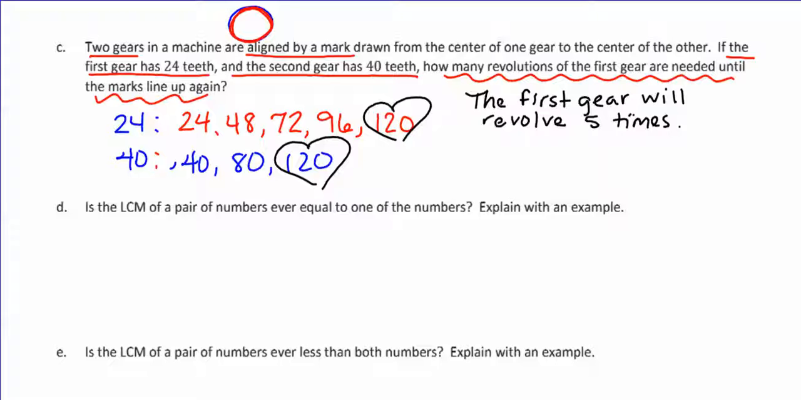All right, any questions on this? Yes, Lonnie. How did you get 5 times? Good question. So this is 24 times 1, right? So that's 1 revolution. Times 2, that was our second revolution. Times 3, times 4, times 5. Because 24 times 5 is what gave us 120. Oh. Great question. Any other questions on that if you're not understanding?